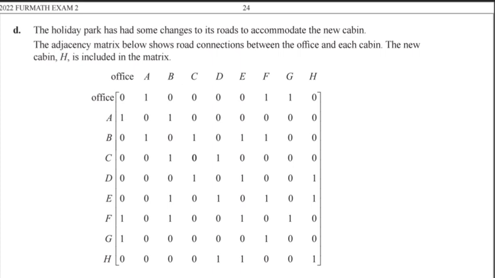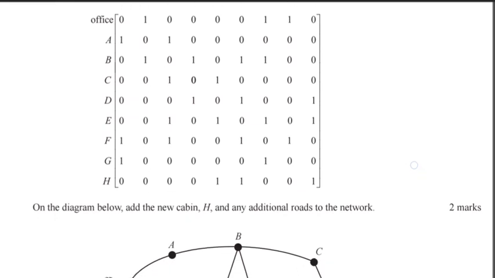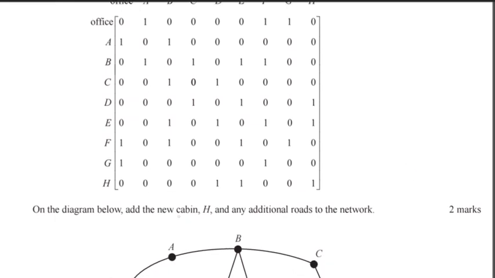Let's finish part D of the holiday park question, which is posted. Parts A, B and C have been posted in another video, so there's just part D left. The holiday park has had some changes to its roads to accommodate the new cabin. The adjacency matrix. So what's an adjacency matrix? A matrix that shows all direct connections, shows road connections between the office and each cabin. The new cabin H is included in the matrix. On the diagram below, add the new cabin H and any additional roads in the network. So you have to add the new cabin and any additional roads.